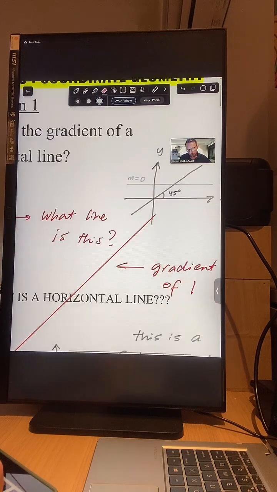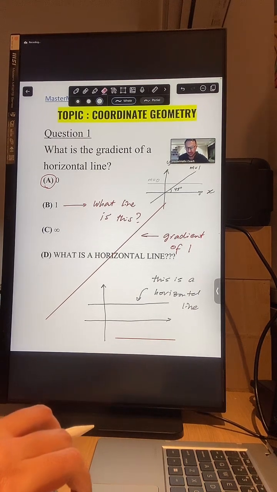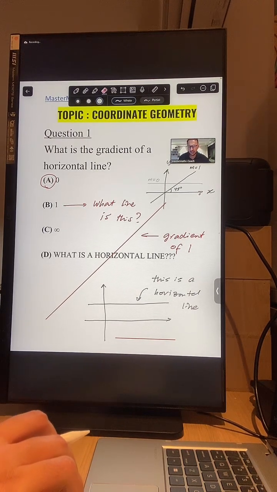Then what about option C? What kind of a line has a gradient of infinity? Anybody can tell me? Those on Instagram or TikTok, anybody would like to test their knowledge on this? What is the name of a line that has a gradient of infinity?